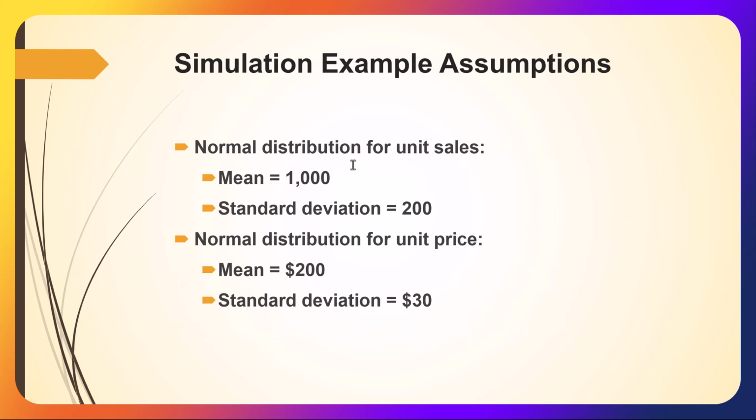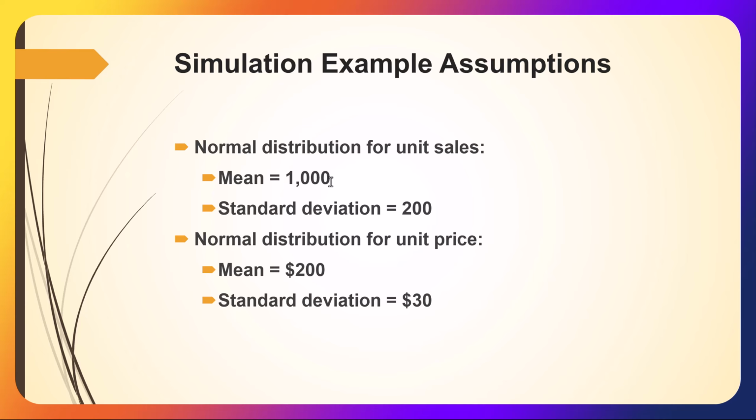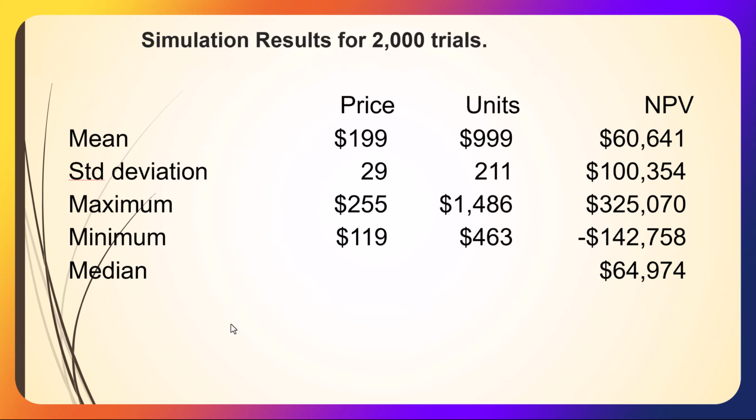So what will happen is the normal distribution for this example, we said the mean is $1,000 for sales, has a standard deviation of 200. Normal distribution for unit price is 200. Standard deviation is 30. So now we're going to plug these statistics into the variable that we use, and it will select a variable based on those things. So it will select a number within the relationship, the mean's 1,000, 200 standard deviation. It's going to choose a random variable, plug it in, and then it will calculate those values.